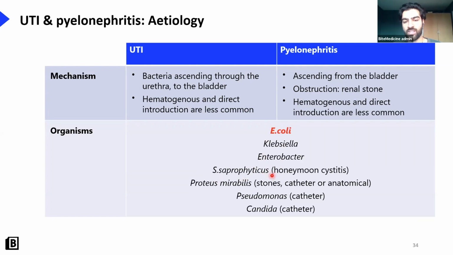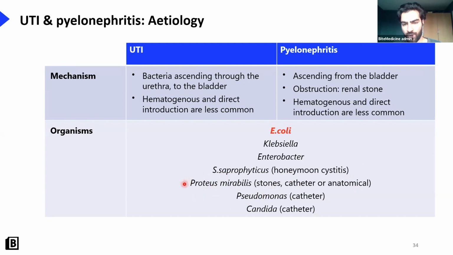Staphylococcus saprophyticus is a cause of what's known as honeymoon cystitis. It's typically seen in the younger female population, and it's associated with intercourse. So Staphylococcus saprophyticus is one that you might see in your exams. Proteus is associated with renal stones, catheterizations, or anatomical abnormalities, and Pseudomonas and Candida are associated with catheterization.